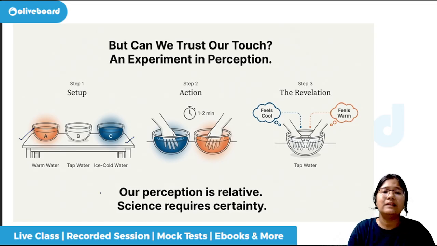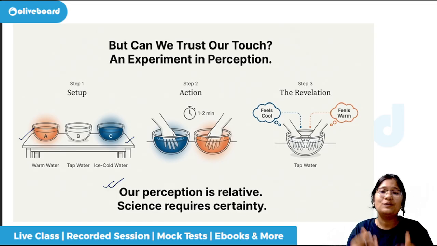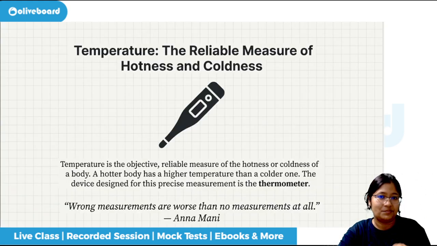What is this? This is nothing but our perspective. And this perspective is relative because, of course, the temperature of the tap water is the same. But the sensation, the feeling, the perspective that both hands get is different. And that is why science requires certainty. We need to know the exact temperature of the tap water, because in different conditions, for different persons or for different hands also, in this case, we see that the sensation changes. So we need to know what the temperature is, right?